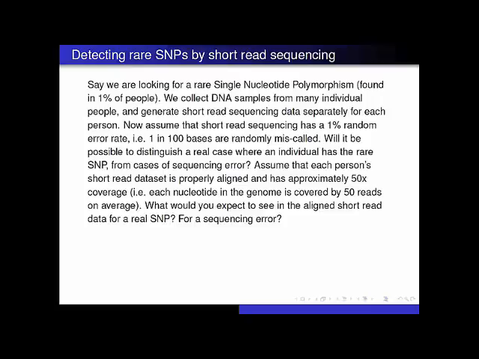right? So now you're getting into the underlying model of how the data is going to be derived from the person, right? So all I said here was that you get a DNA sample from each person, and you do short read sequencing on each one of those samples so that you have a separate data set, one for each person. And in each one of those data sets, you have 50x coverage on average across your whole genome.